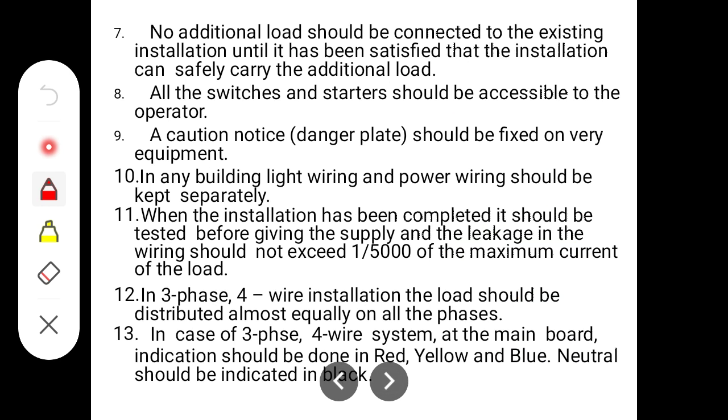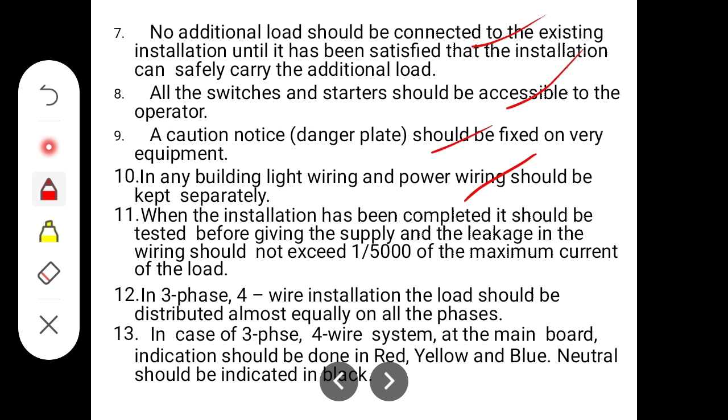Next, no additional load should be added unless the existing installation is verified to safely carry the additional load. All the switches and starters should be accessible to the operator, that is, at the height where we are placing them, which should be 1.5 meters only. The caution notice should be fixed on every equipment in the building. The light wiring and power wiring should be kept separately, because in any emergency we can isolate them separately.